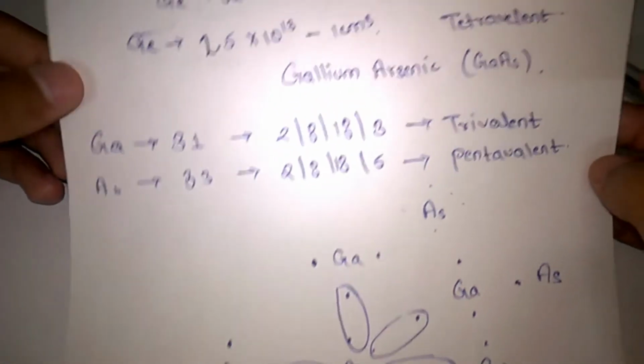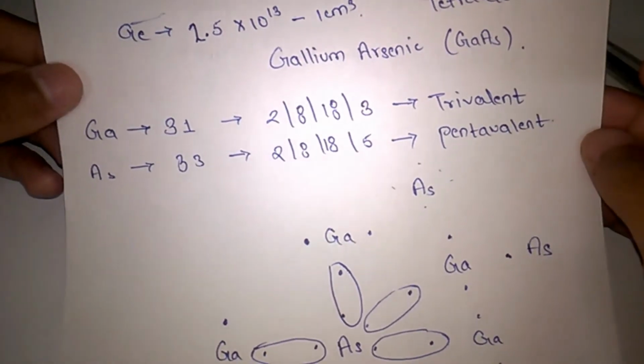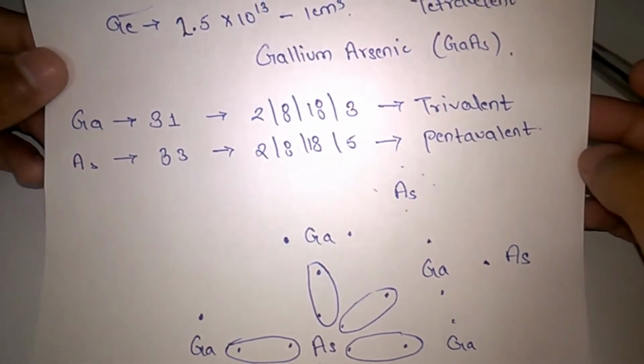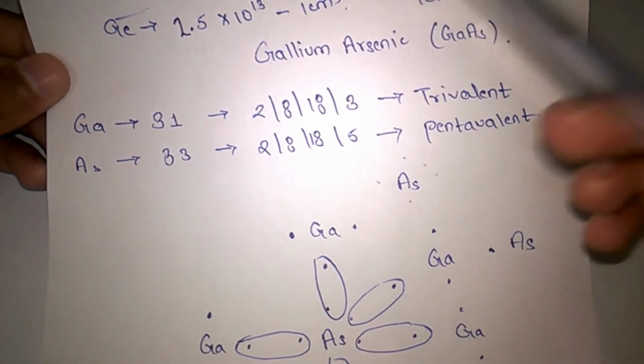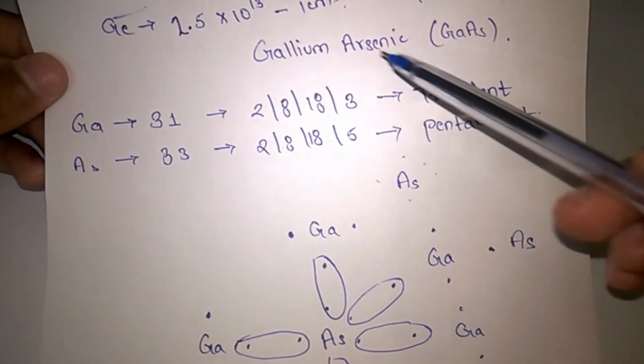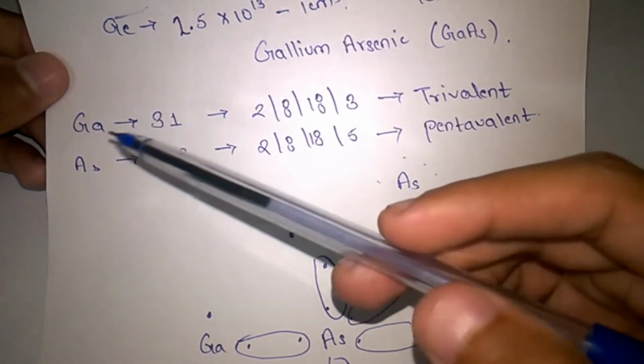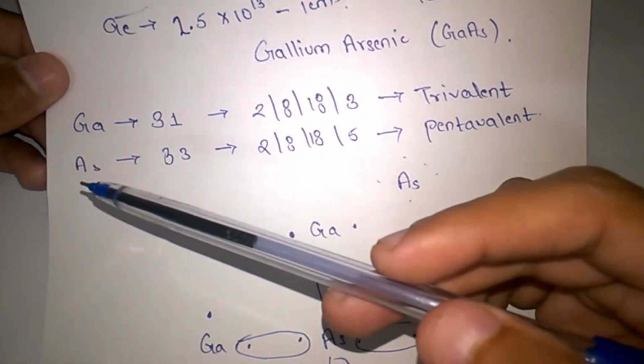Now we will consider the next intrinsic substance, which is gallium arsenide. Gallium arsenide is a compound which is made up of two elements. First is gallium and second is arsenic.